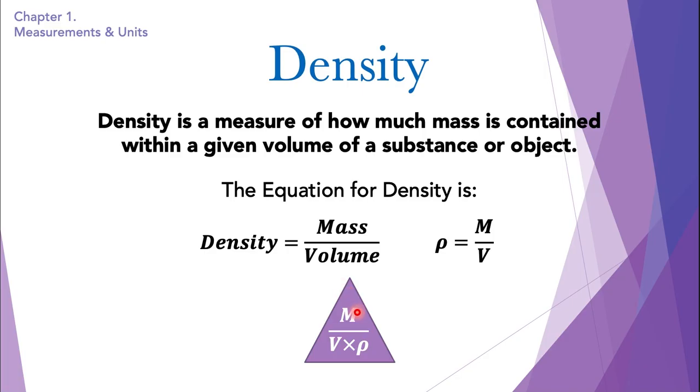So now if I want to find the volume of an object, I would simply hide the volume over here, and what I get is mass divided by density. So if I divide the mass of an object by its density, I will find the volume of it. So this is how we use this triangle for rearranging the equation.